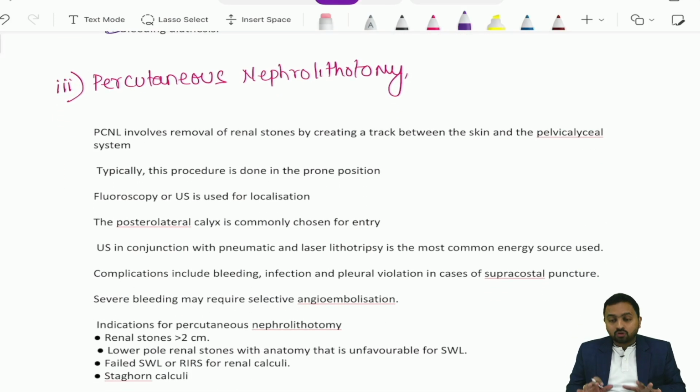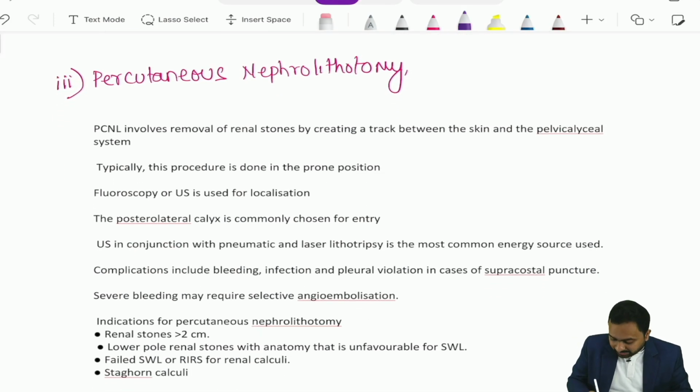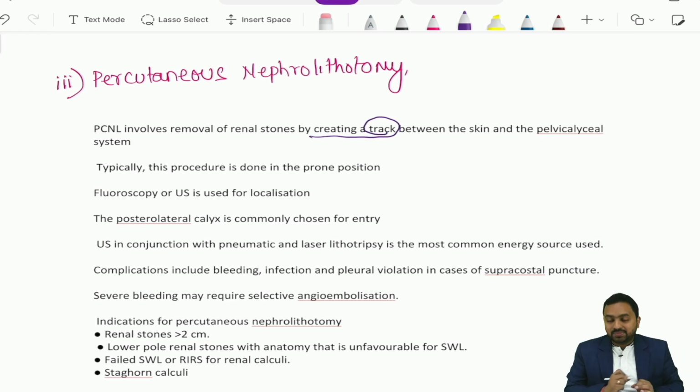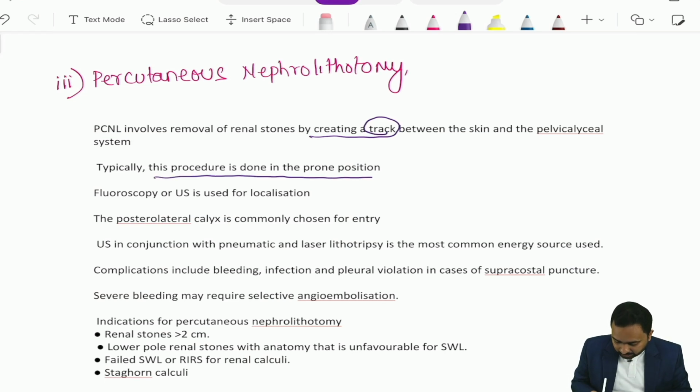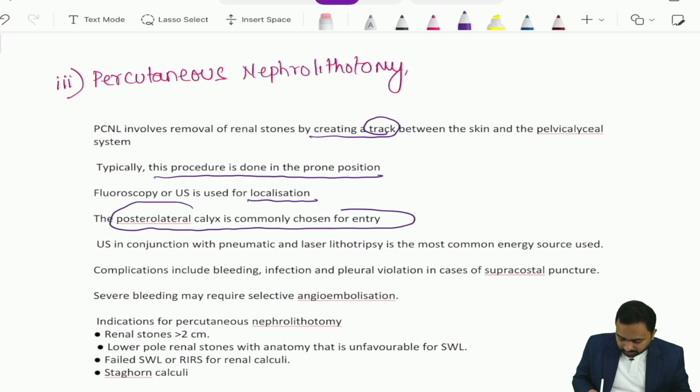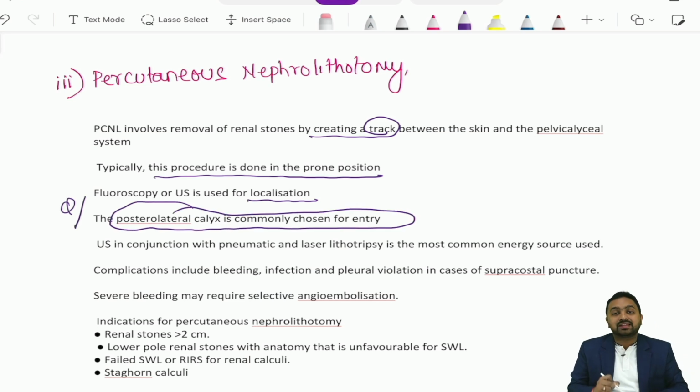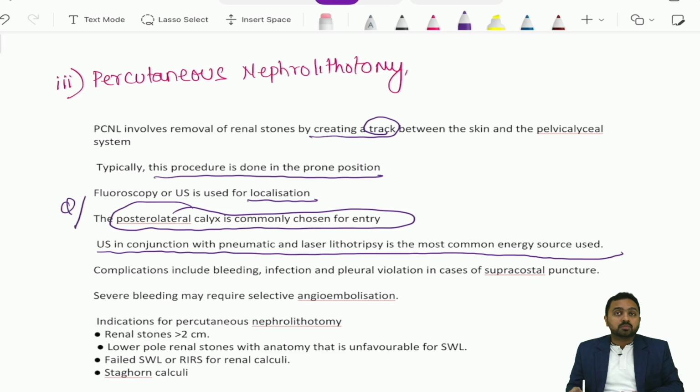Then you have your percutaneous nephrolithotomy. This involves the removal of stone by creating a track between the skin and your pelvicalyceal system. This is done in the prone position. Fluoroscopy or ultrasound can be used for its localization. Now, which is the most common site for entry? The posterolateral calyx is used as the most common site for the entry. Ultrasound in conjunction with pneumatic and laser lithotripsy is the most common energy source that is used.